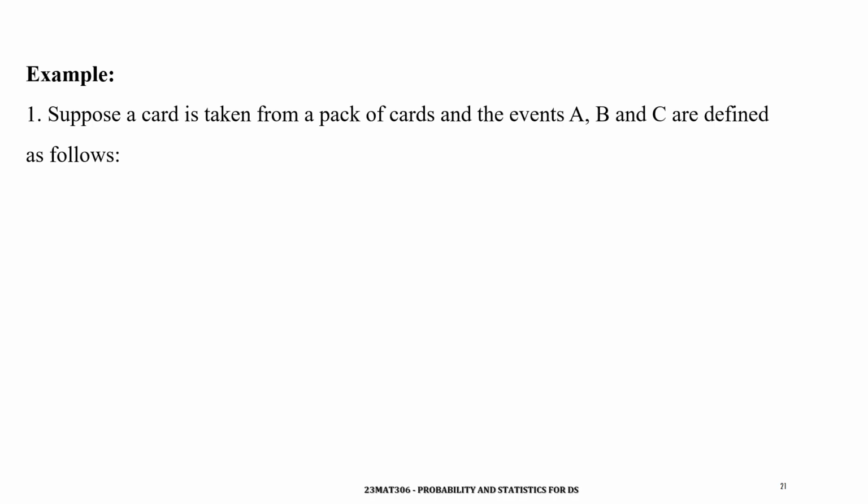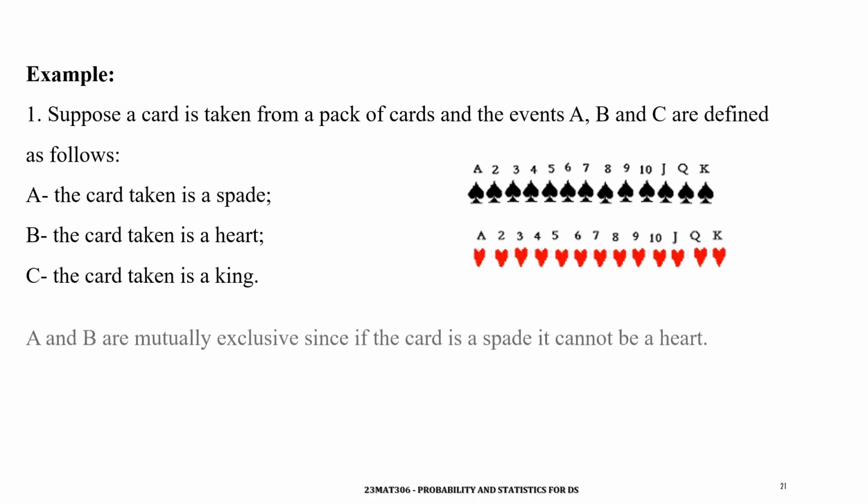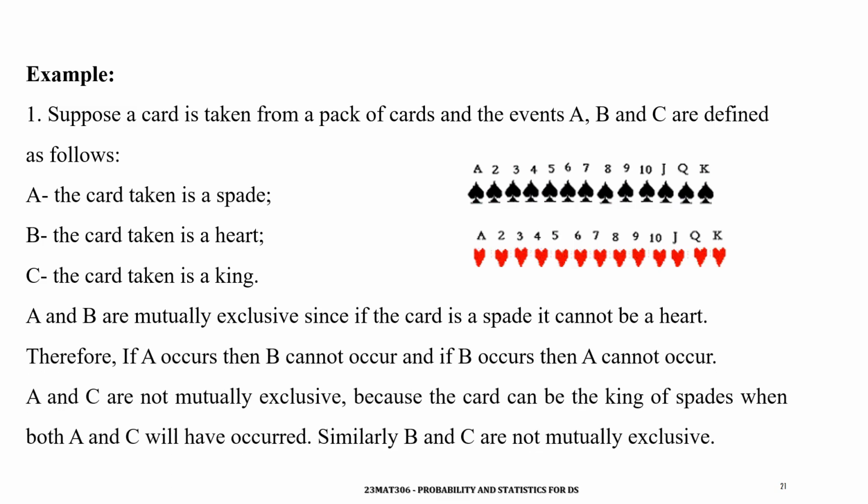So suppose a card is taken from a pack of 52 cards and the events A, B, C are defined. A, the card taken is a spade. B, the card taken is a heart. C, the card taken is a king. Here A and B are mutually exclusive, since if the card is a spade, it cannot be a heart. Therefore, if A occurs, then B cannot occur, and if B occurs, then A cannot occur.